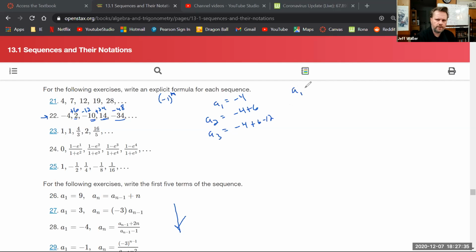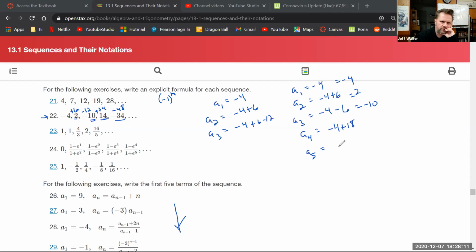Let's see. So A1 is -4. A2 is 2, which is -4 plus 6. And then A3 is -4 minus 6. I don't know. You guys with me? This is -4, this is 2, this is -10. A4 would be -4 plus 18. It still isn't looking too good, is it? So it can't be based on -4. A5 would be -4 minus 30. That's looking disturbing.